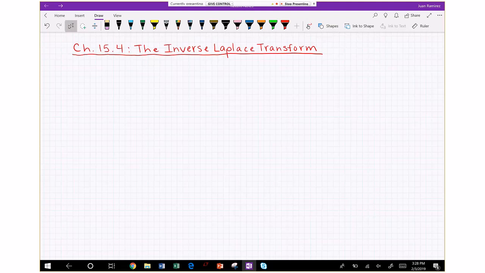Hey everyone, this is Juan Ramirez with chapter 15.4, the inverse Laplace transform for EE 2715, linear circuits to transients.